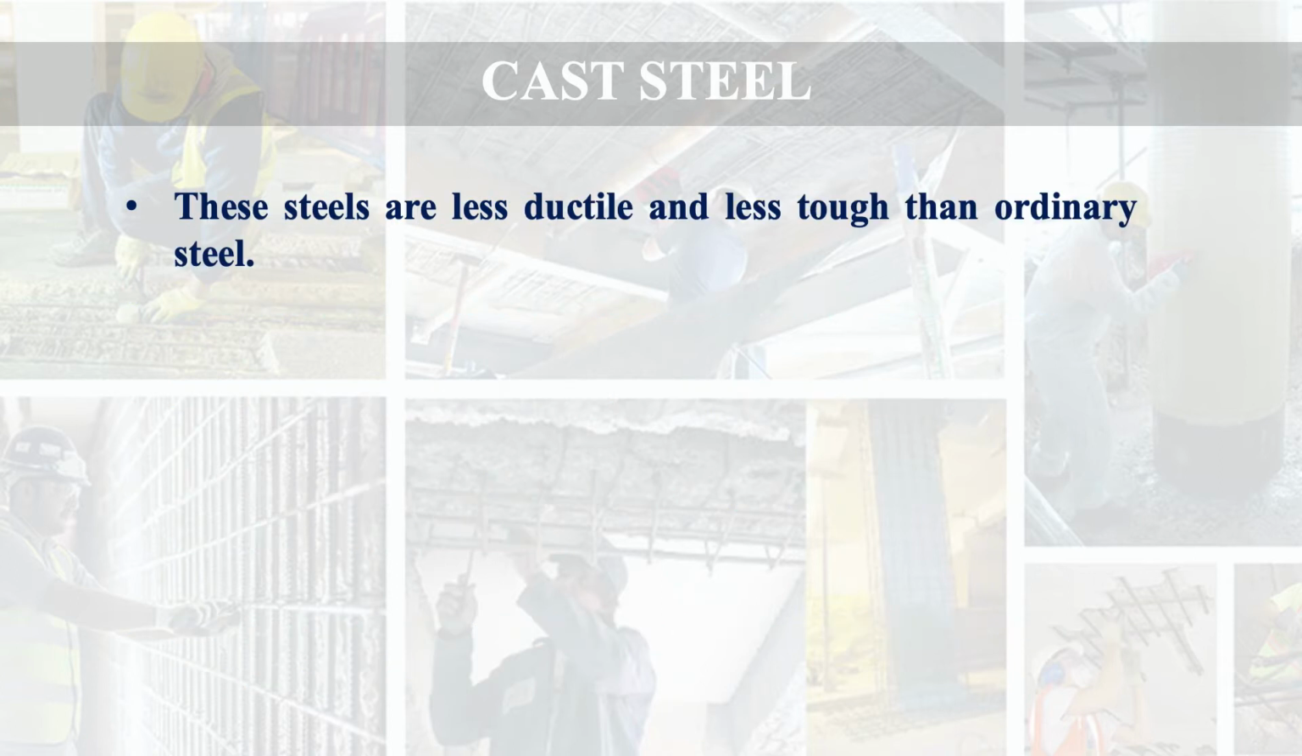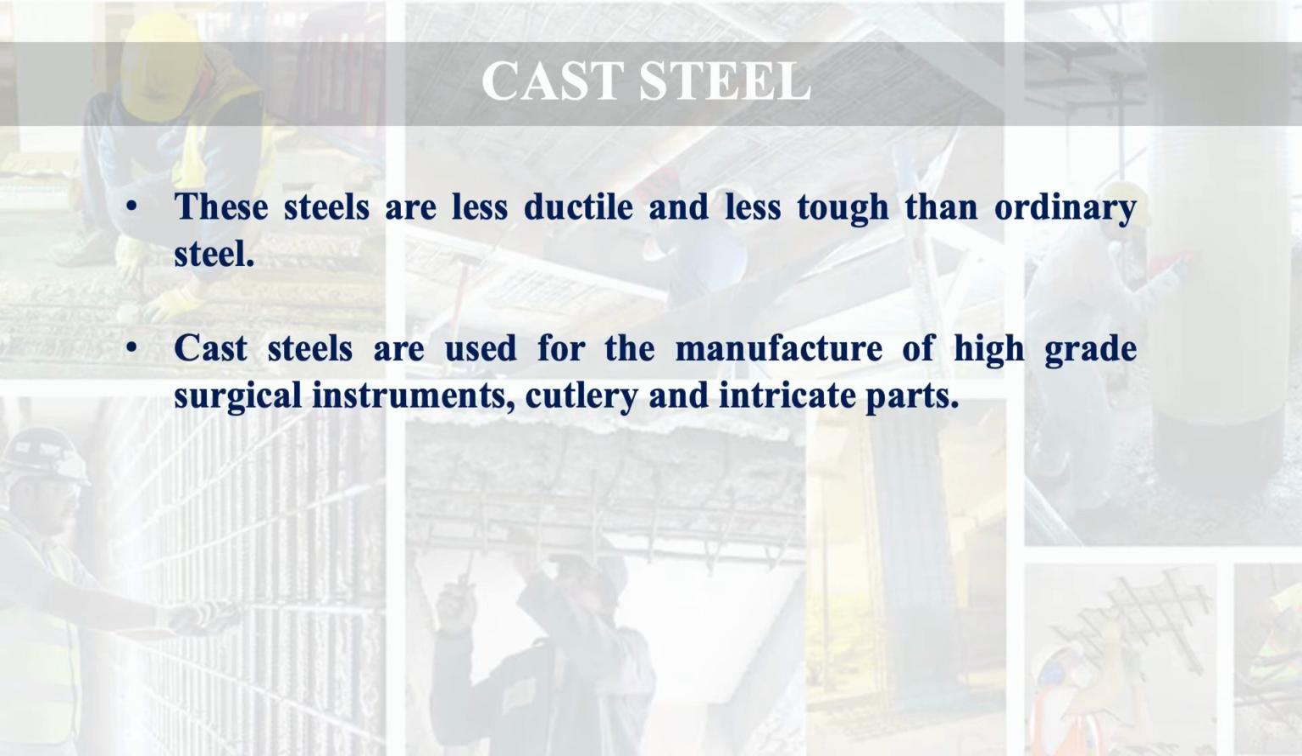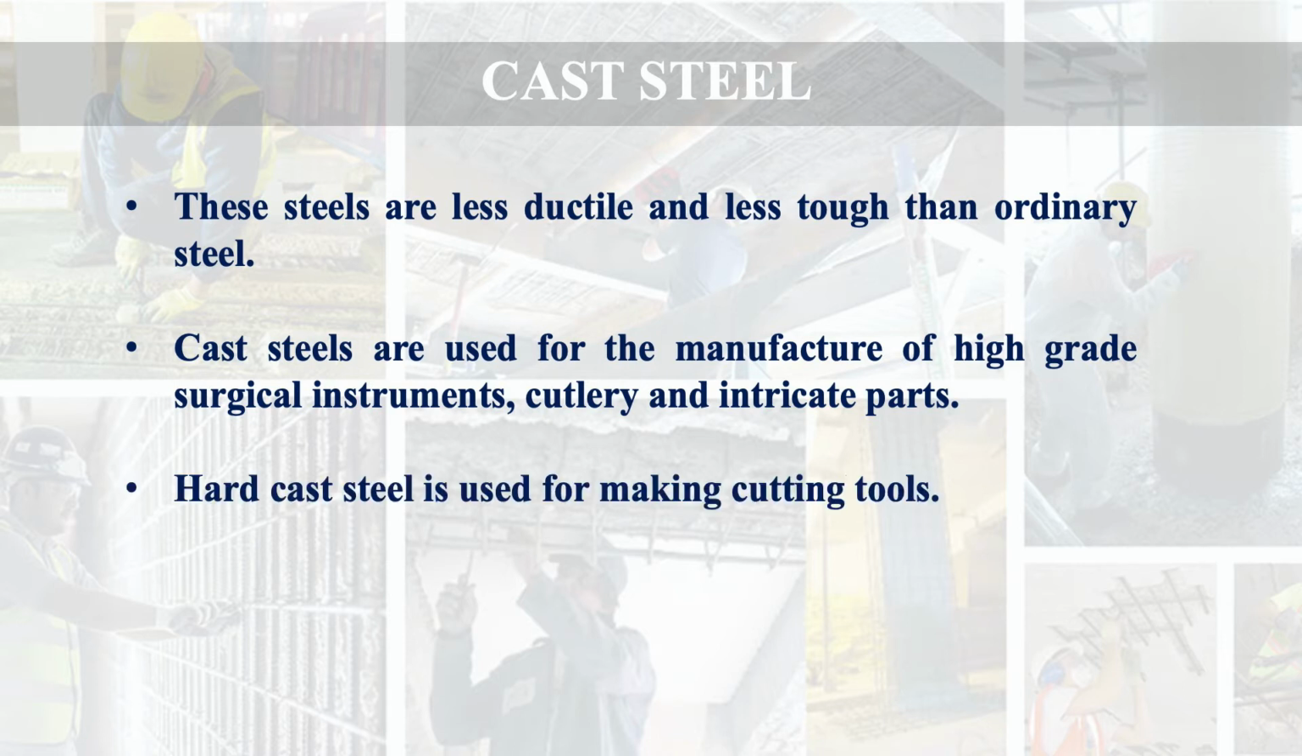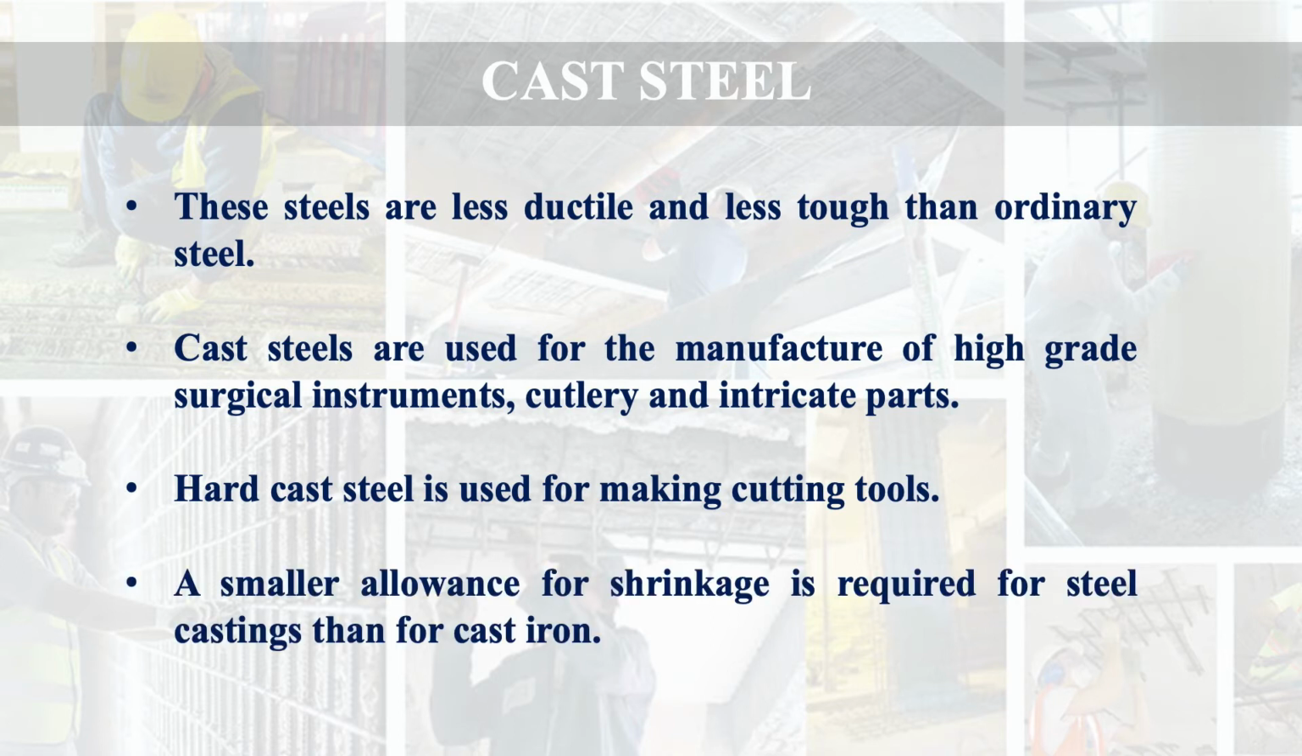These steels are less ductile and less tough than ordinary steel. Cast steels are used for the manufacture of high-grade surgical instruments, cutlery and intricate parts. Hard cast steel is used for making cutting tools. A smaller allowance for shrinkage is required for steel casting than for cast iron.